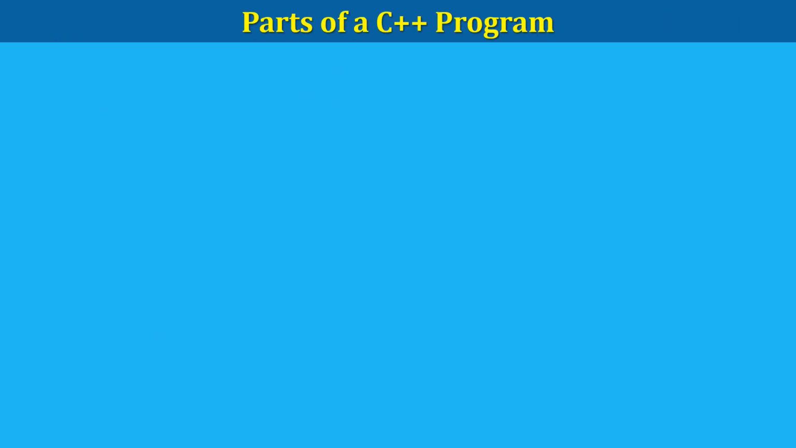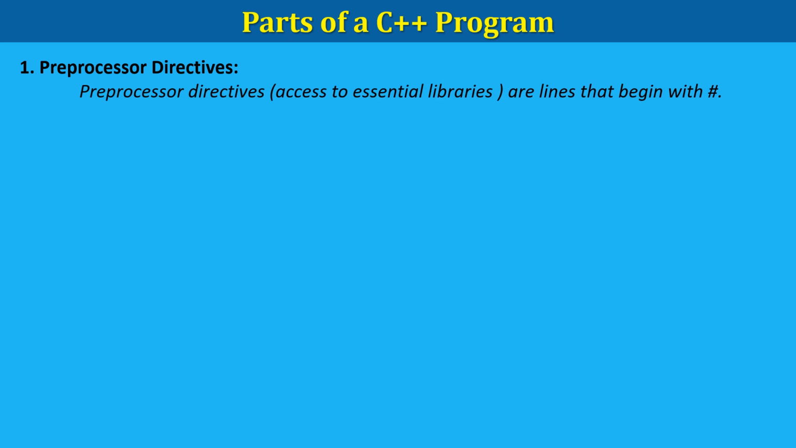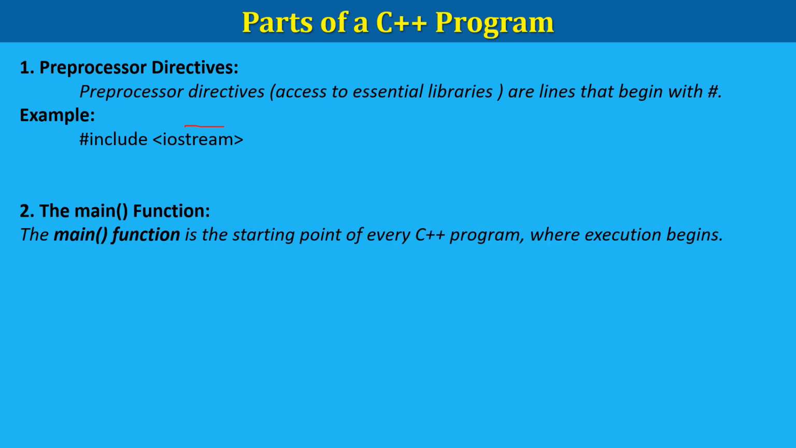A C++ program contains several essential parts, each playing a critical role, and without them the program will not compile or run. Preprocessor directives. An example is #include <iostream>. These directives include the input-output stream library, which provides access to cout and cin for printing and reading input. The main function, where execution begins. Without it, the program would not be able to compile.